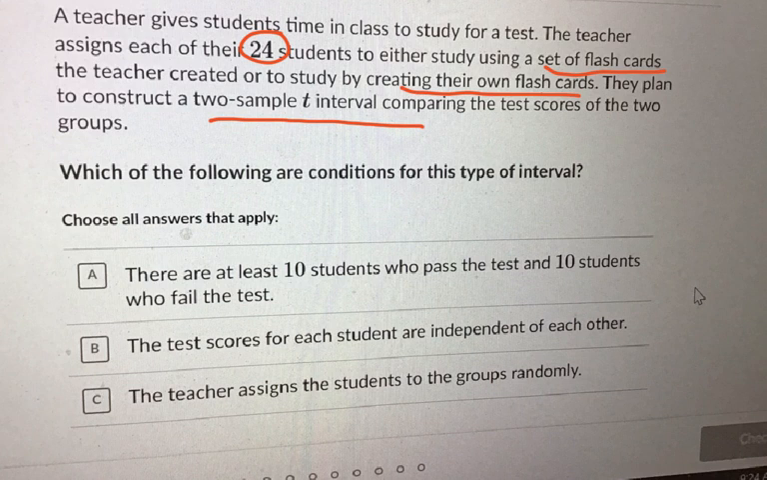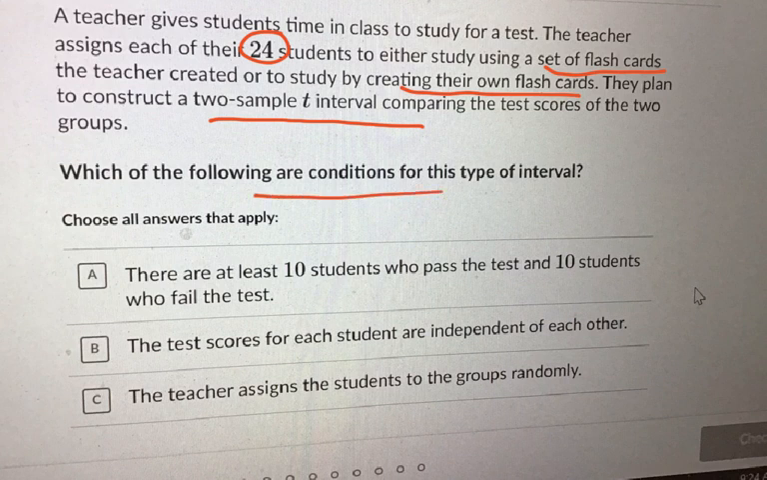So basically, we're probably just going to flip a coin. That's what will make it random. And we go, okay, flip a coin. Heads means you have to use teacher-made flashcards. Tails, you have to use your own flashcards, right? And they do that for the 24 students. So randomly, we're going to divide it up into 2 groups of 12, you see?